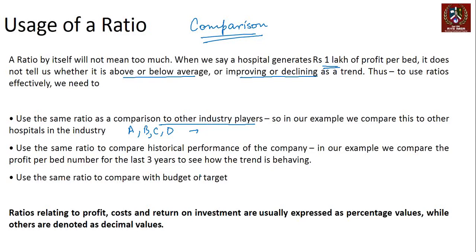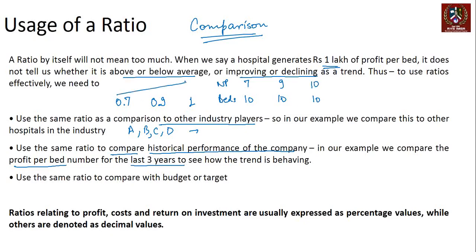You can use the same ratio also to compare the historical performance of the company, right? In our example, you could look at the profit per bed number for the last 3 years. Maybe this year it is 1, last year it was 0.9, and the year before that it was 0.7. So maybe they had 10 beds, but they were making a profit of 7 lakhs. Then at 10 beds, they started making a profit of 9 lakhs. And then at 10 beds, so this is the beds number, this is the net profit number, they made a profit of 10. So this number is moving upwards.